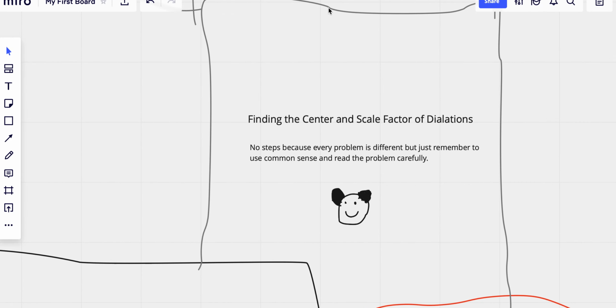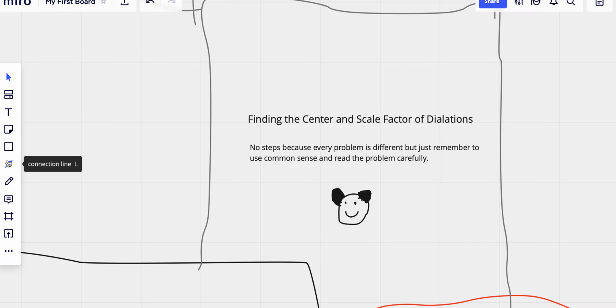Hi, so this is my second part of my series on finding the center and scale factor of dilations. I didn't want everyone to have to just sit through a whole thing while I explain dilations if you want to learn the center. So in the description of both videos, I'll put a link to the other. Okay, and this time we're finding the center of dilations.